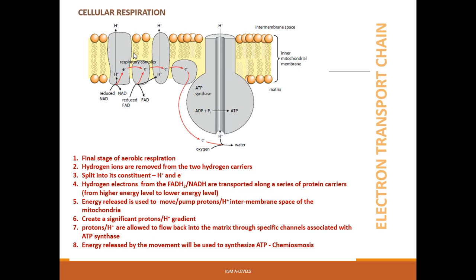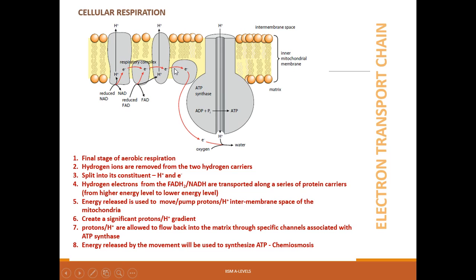In this stage, the energy for the phosphorylation of ADP to ATP comes from the activity of the electron transport chain. So what is electron transport chain? Basically, electron transport chain, as you can see in this diagram, is a series of protein carriers located on the inner membrane of mitochondrion that transport electrons from one protein carrier to another protein carrier.